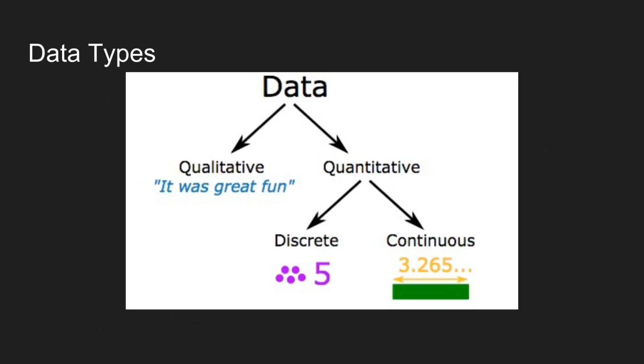So again, let's talk about what this means for our data types. Is our data qualitative or quantitative? If it's qualitative, say it was fun, on a scale of 1 to 5, 5 being it was great fun and 1 being I hated it, we have qualitative results. Is it quantitative? Again, miles per gallon or weight. But is it continuous?